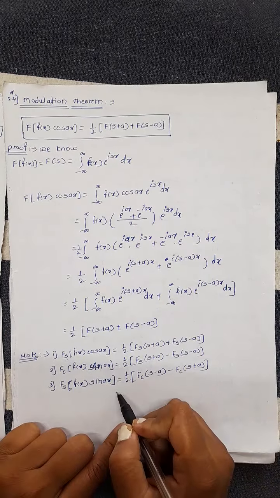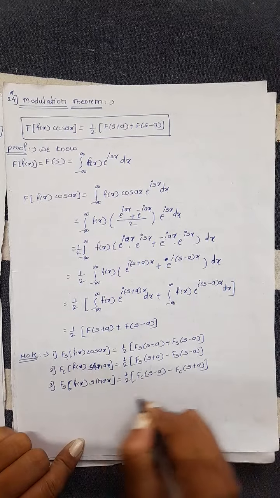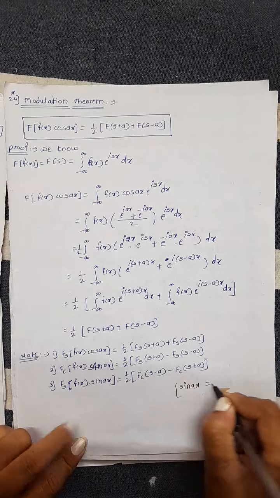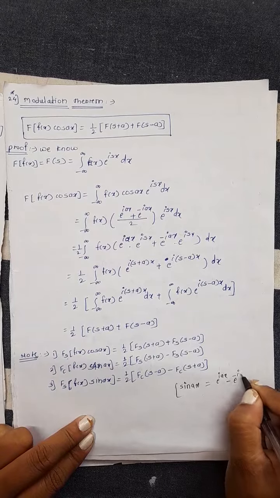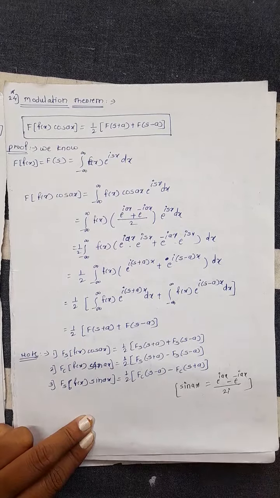To prove this result, you can use the formula sin(ax) is equal to (e^(ix) minus e^(-ix)) upon 2i.